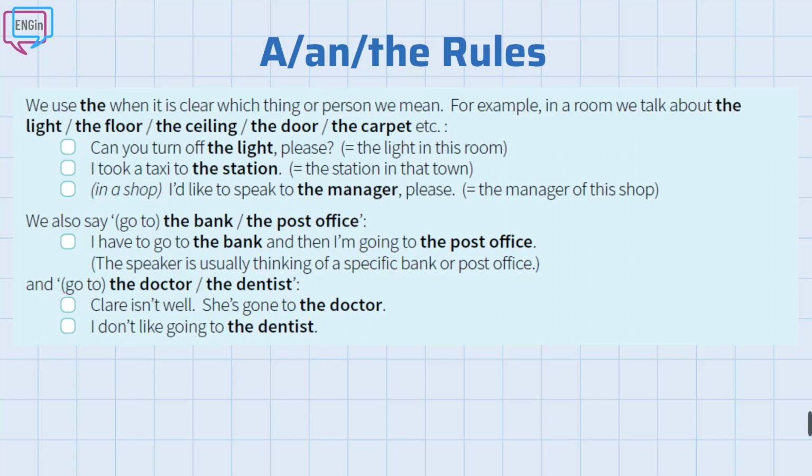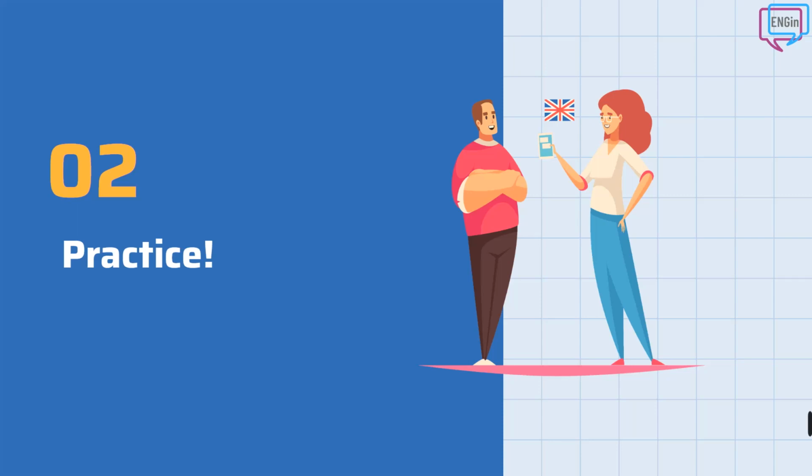We also say go to the bank, go to the post office, so highlight these set phrases to your learners to make them memorize them. I have to go to the bank and then I'm going to the post office. The speaker is usually thinking of a specific bank or post office he or she needs to go to, and go to the doctor and go to the dentist.